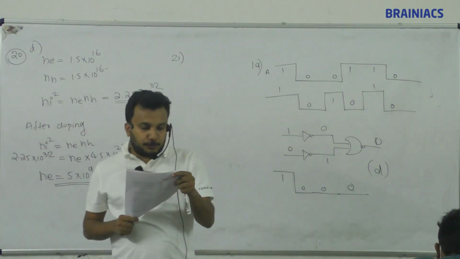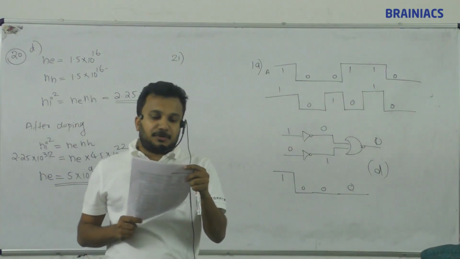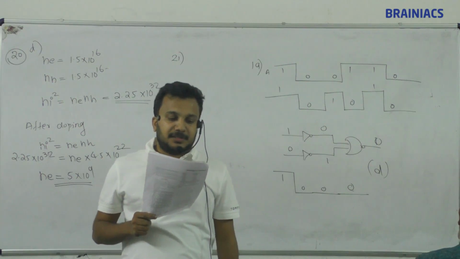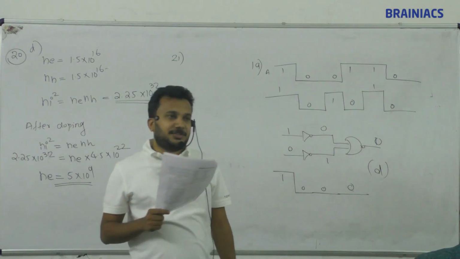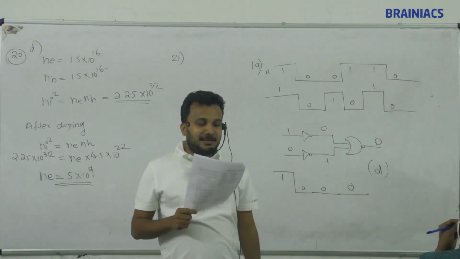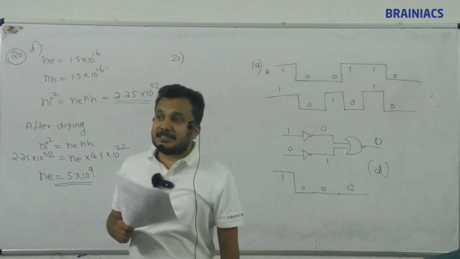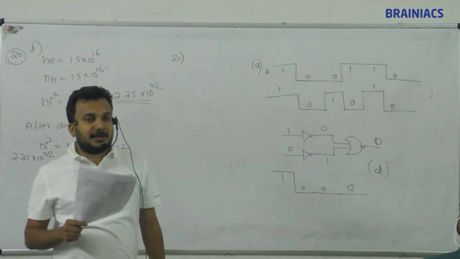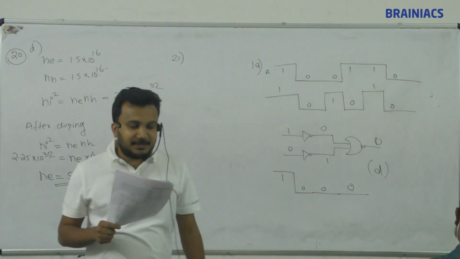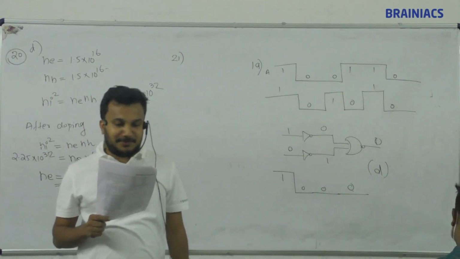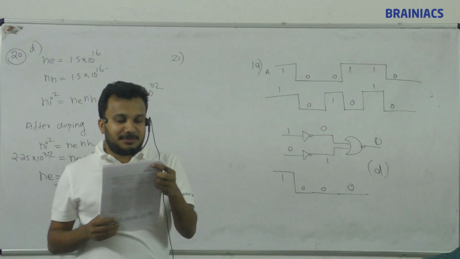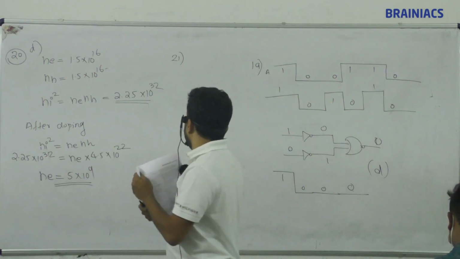22. Relation between the number of free electrons N in a semiconductor with respect to temperature: N is proportional to T raised to 3 by 2, exponential raised to minus delta Eg by 2kT. Remember. So 22 answer is D.